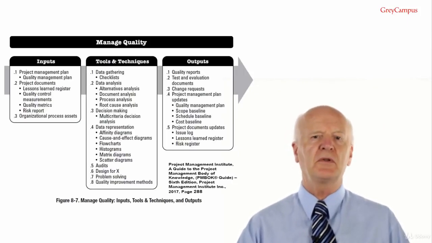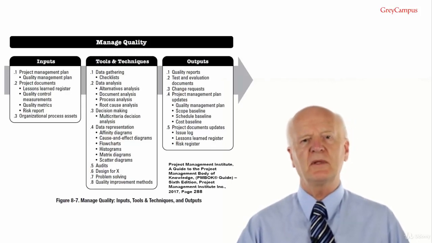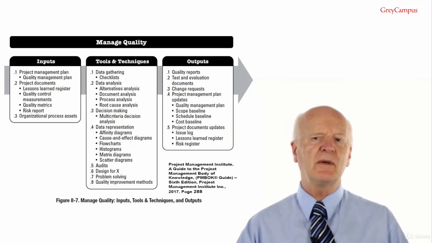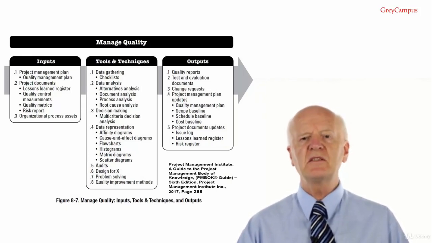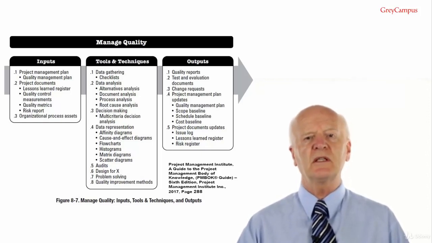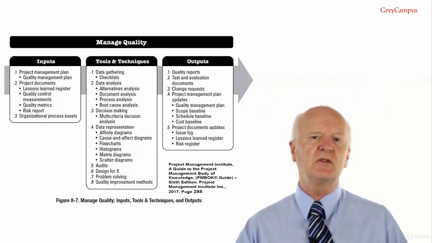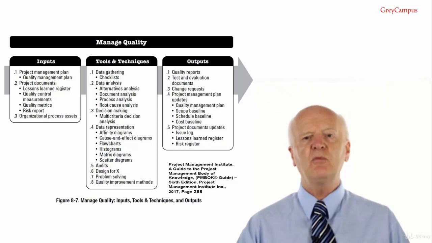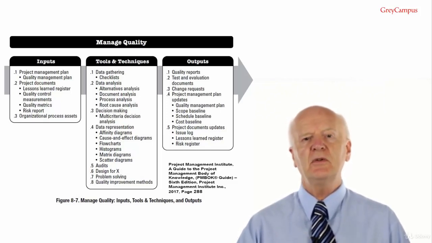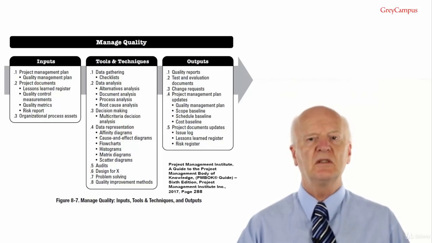Manage Quality inputs. Number 1, the project management plan. Project management plan components include the quality management plan. This defines the acceptable level of project and product quality and describes how to ensure this level of quality in its deliverables and processes. The quality management plan also describes what to do with non-conforming products and what corrective actions to implement. Number 2, project documents.